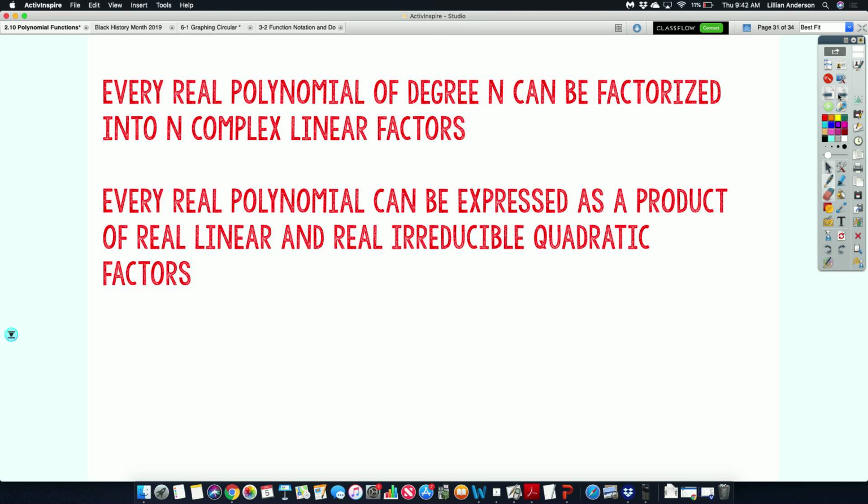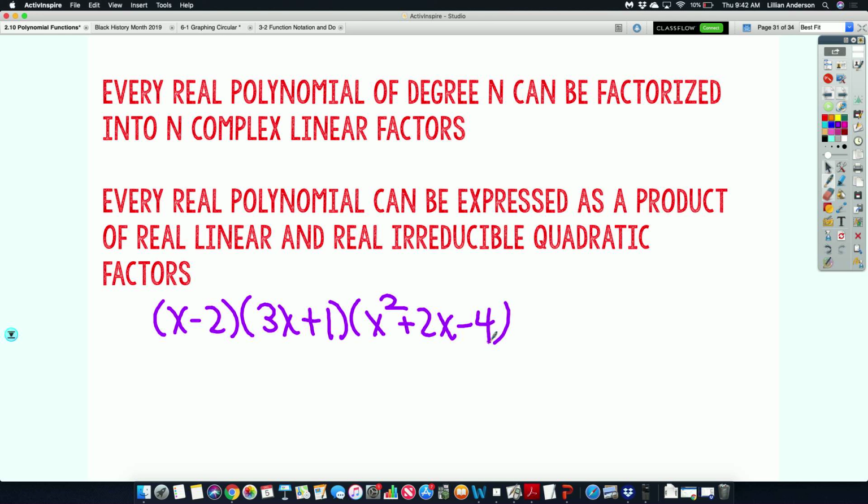Those are the ones, think from the very first example that we did, when you had the x minus 2, the 3x plus 1, and then you had that quadratic, which I think was like x squared plus 2x minus 4. This is an example. So every real polynomial can be expressed as a product of linear factors and irreducible quadratic factors. All right? We could probably have broken that down some more and written it as the imaginary factors as well.